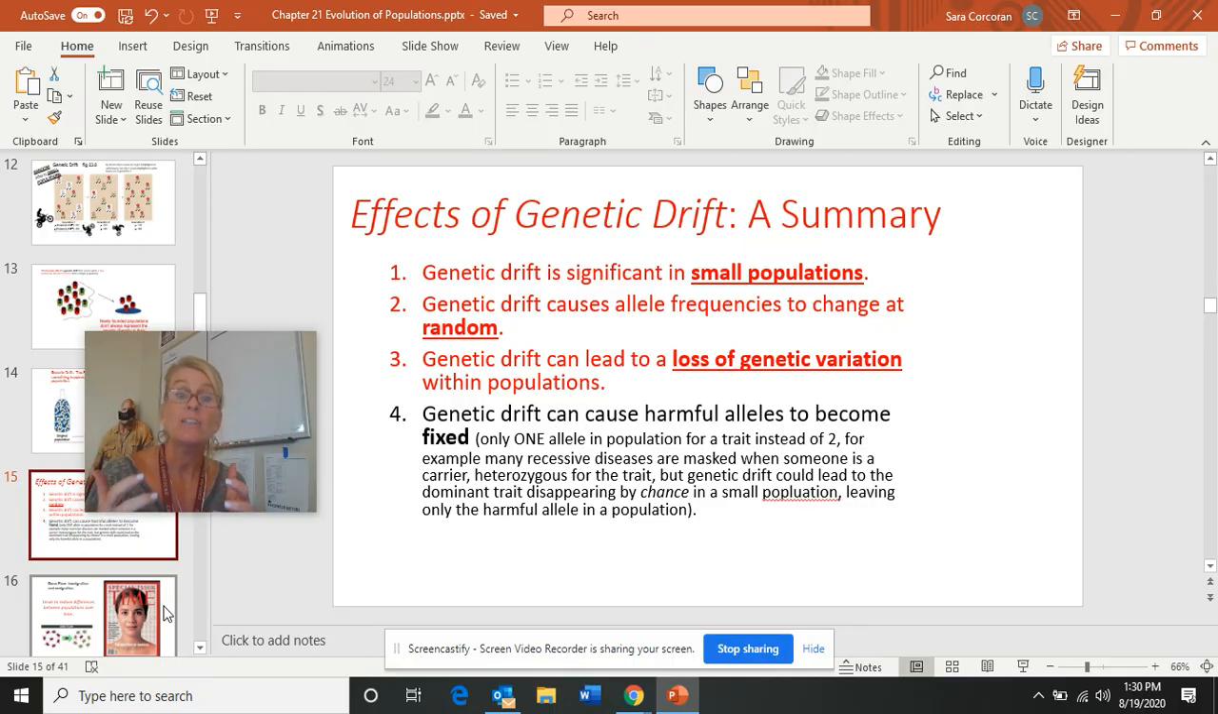Genetic drift can actually cause harmful alleles to become fixed. And that simply means instead of having a big T and a little t, the big T is gone, and maybe the little t causes a disease, and that's the only allele in the population. The most important takeaways from this slide are the 3 in red.